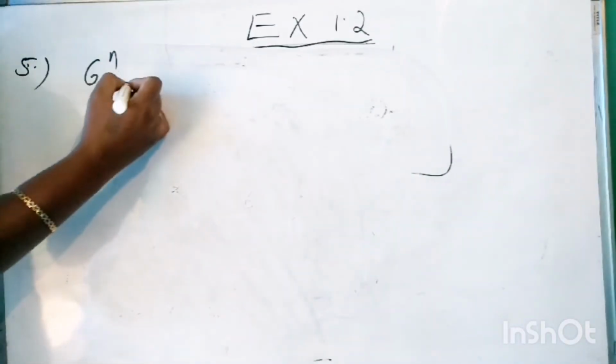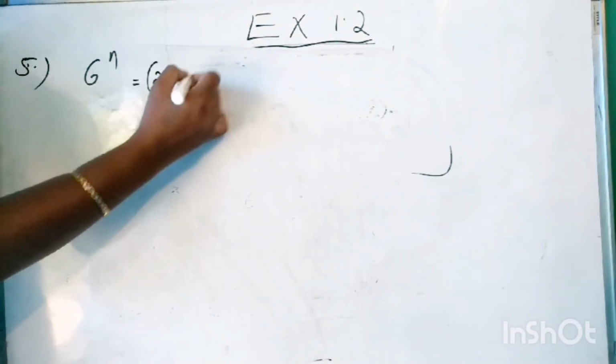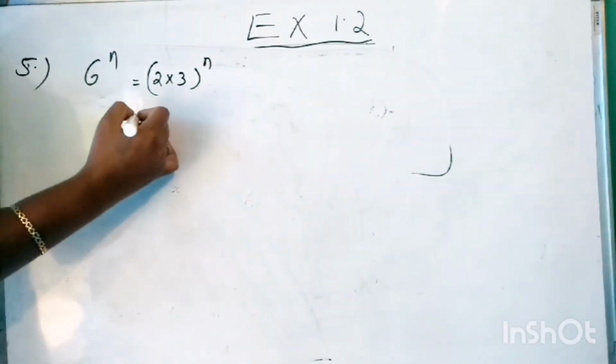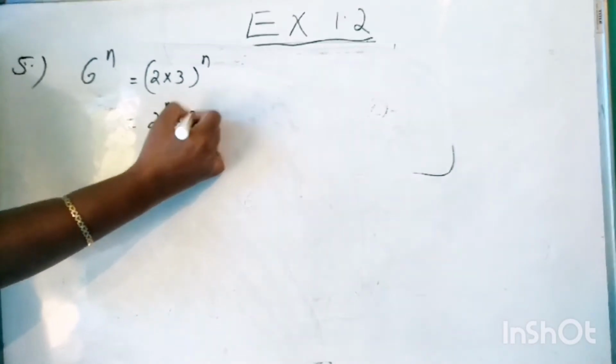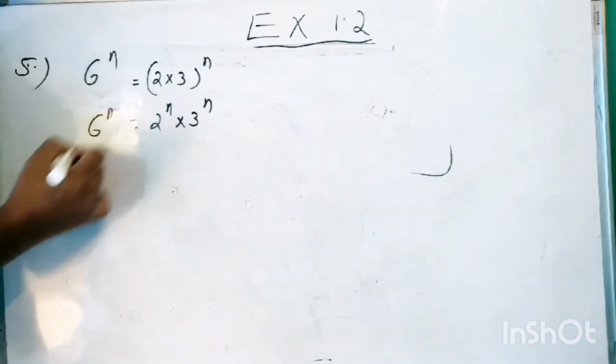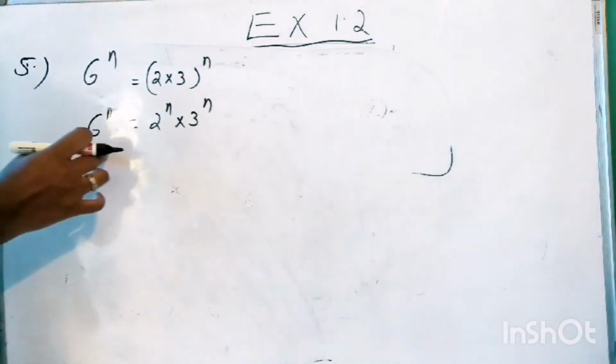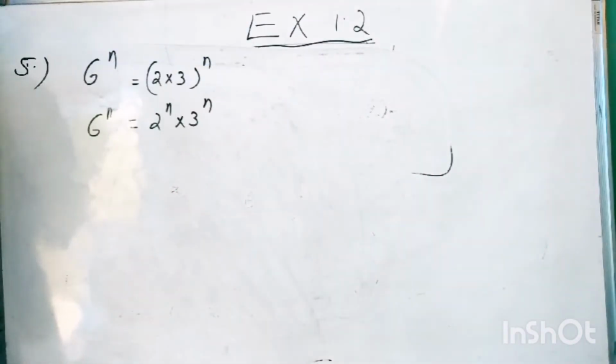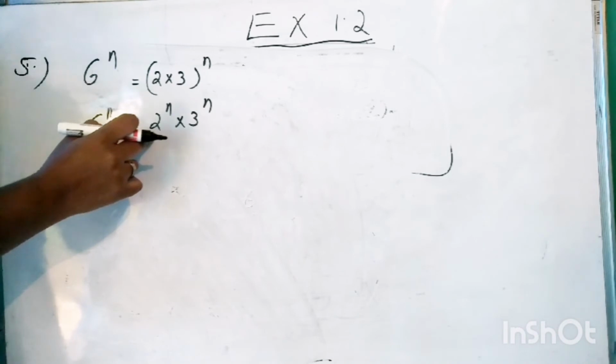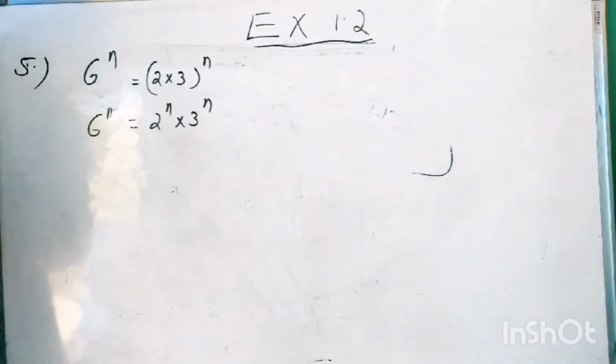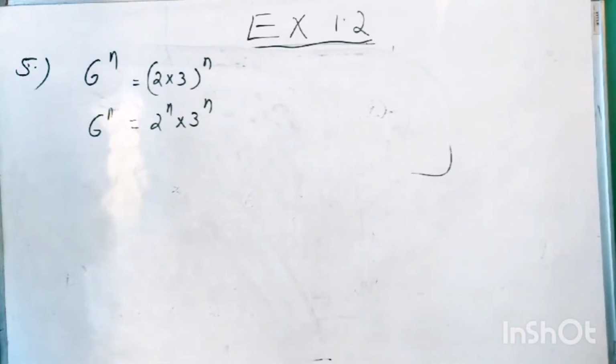This 6 we can write as 2 into 3, raised to n, that is 2 raised to n into 3 raised to n. So the prime factorization corresponding to 6 raised to n is 2 raised to n into 3 raised to n. Here we know that 2 is there, but 5 is not there. 5 is not a prime in the prime factorization of 6 raised to n. So this number does not end with the digit 0.